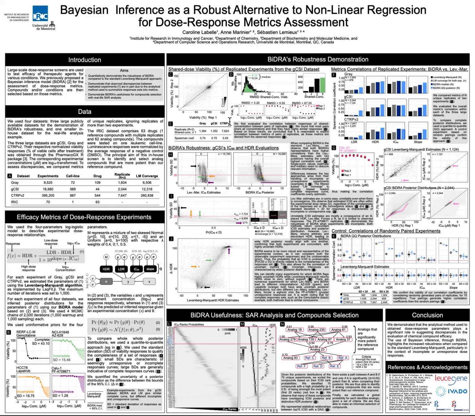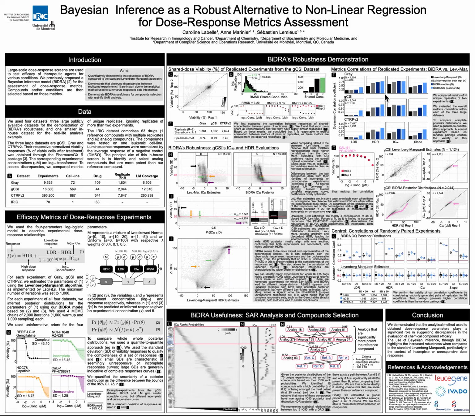We first evaluated the correlation between responses of shared concentrations between pairs of replicates. We found that most pairs shared all concentrations and that they have highly similar responses. Based on these results, we concluded that it is reasonable to expect correlation between metrics of pairs of replicates, as these metrics are derived from the observed responses.